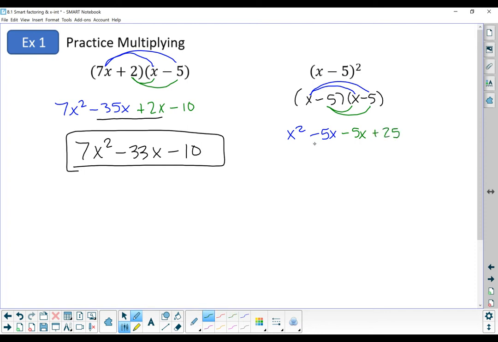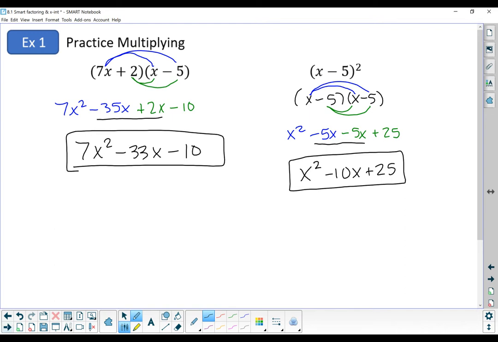So again, we have some terms in the middle here that can combine. So our final answer is going to lead with x squared. The negative 5x and another negative 5x combine to give us negative 10x. And we have plus 25 as our constant.